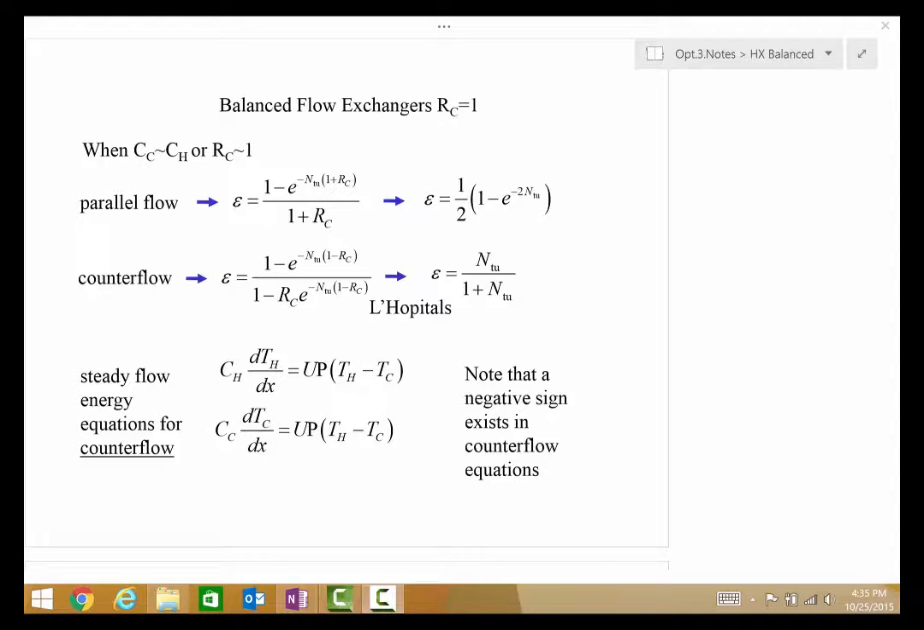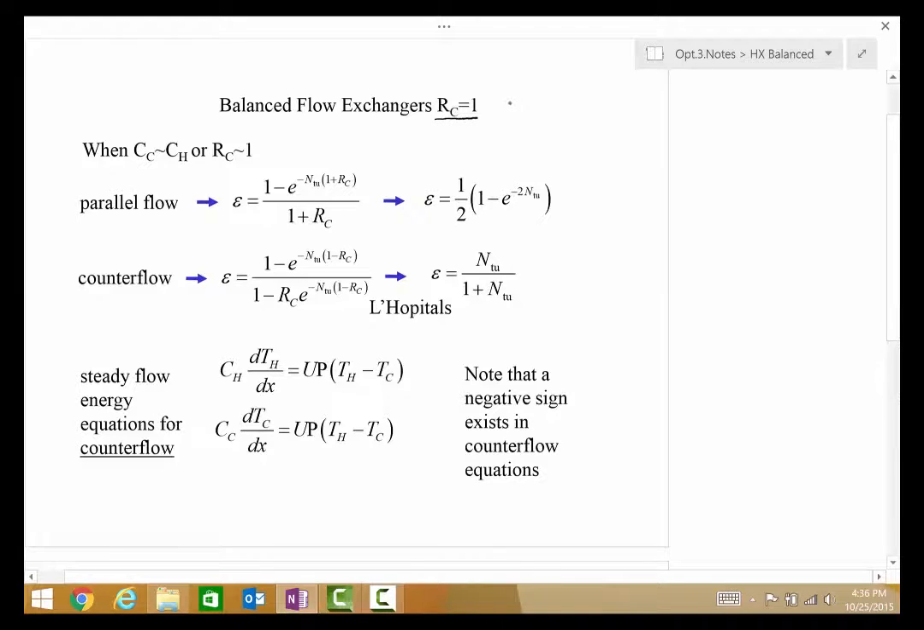The epsilon-NTU method for heat exchanger analysis is very useful when the inlet temperatures are known and the heat exchanger parameters are known, but the outlet temperatures are not known. There are interesting issues that occur when we have what is called a balanced flow heat exchanger. A balanced flow heat exchanger is a heat exchanger that has a capacity ratio equal to 1.